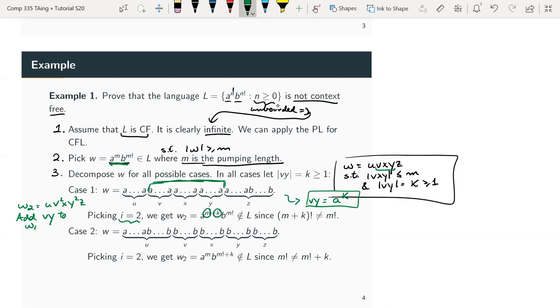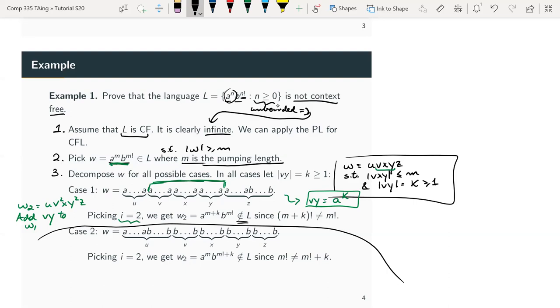So the resulting pumped string W2 looks like A^(M+K) B^(M factorial). Now, the only thing left to do for this case is to show that W2 is not in L. But for a string to be in L, the number of B's should equal the factorial of the number of A's. So, is that true in this case?